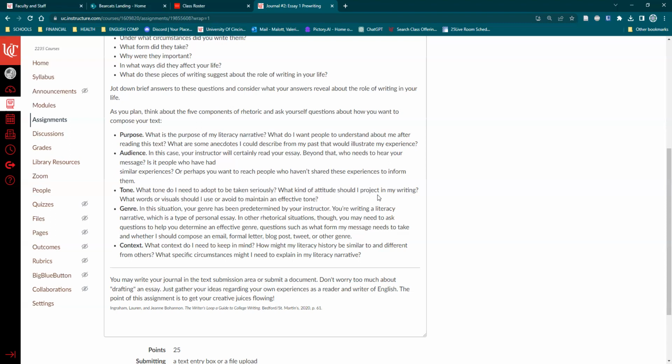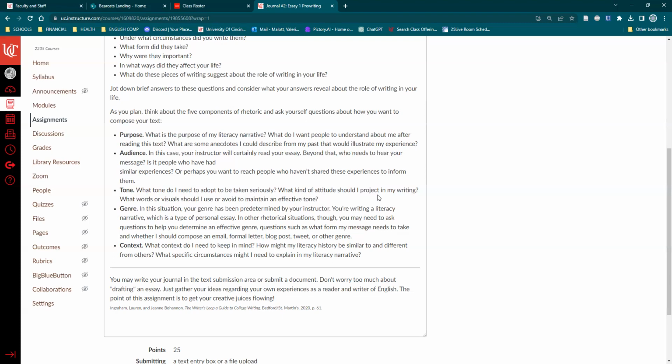Of course, genre. This has been pre-selected by me. It is an essay. You're writing a literacy narrative, which is a type of personal essay. So it's going to be different than other types of academic writing that you may have done in the past or that you'll be doing in this class later on. But in other rhetorical situations, you need to ask questions to help you determine an effective genre. So that's the only reason I address genre there.